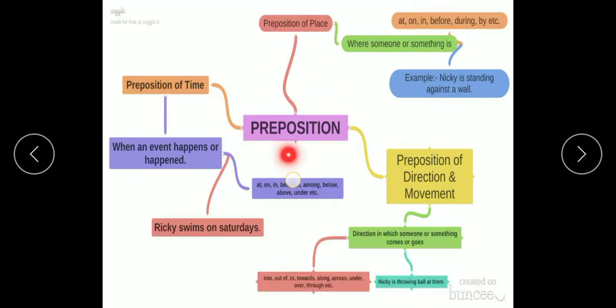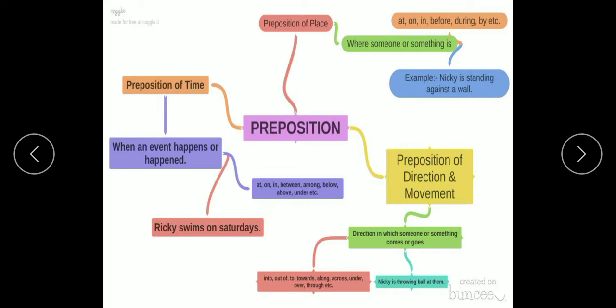See, preposition, and then classifications of preposition. So first is preposition of place. Now what do we mean by preposition of place? Place means where someone or something is. So when a preposition tells where someone or something is, that means that is preposition of place.